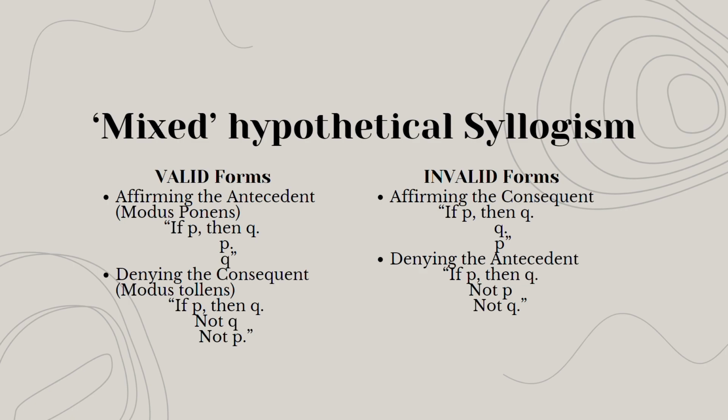Mixed hypothetical syllogism. Valid forms: affirming the antecedent, modus ponens: if P then Q, P, therefore Q. Denying the consequent, modus tollens: if P then Q, not Q, therefore not P. Invalid forms: affirming the consequent: if P then Q, Q, therefore P. Denying the antecedent: if P then Q, not P, therefore not Q.